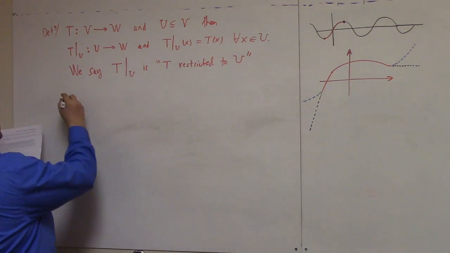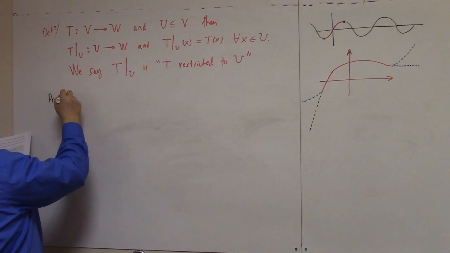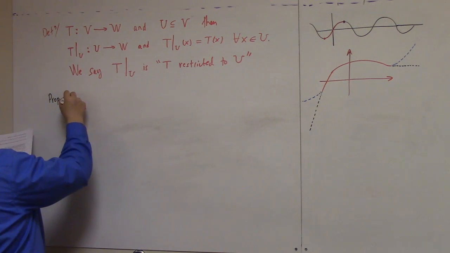Actually, it's a proposition. Definitely mislabeled. This should be a theorem. But it's not that hard to prove, I guess. It's a proposition. I don't know. 4.33.